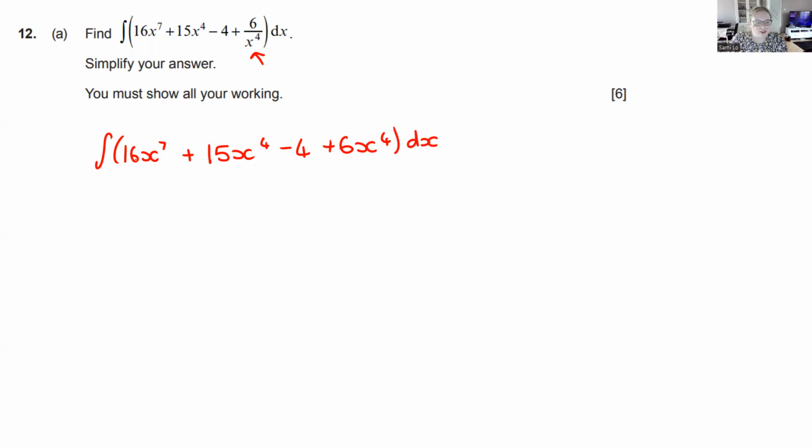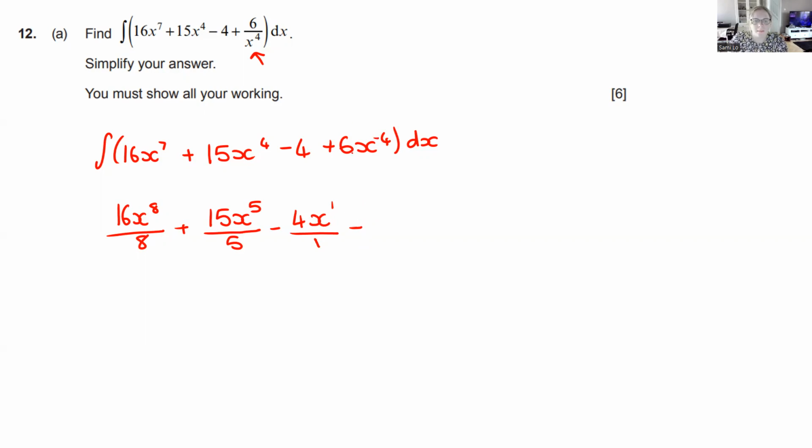Okay, so we're going to integrate this. So when we integrate it, the power goes up by 1, and we're going to divide by the new power. So we've got 16x to the 8 over 8. 15x to the 5 over 5. Minus 4x, technically to the 1 over 1. If we want to write that in, we can. And ooh, I missed the minus there.